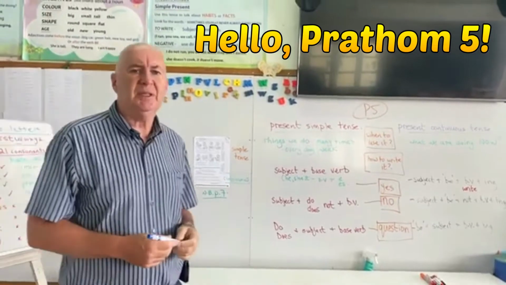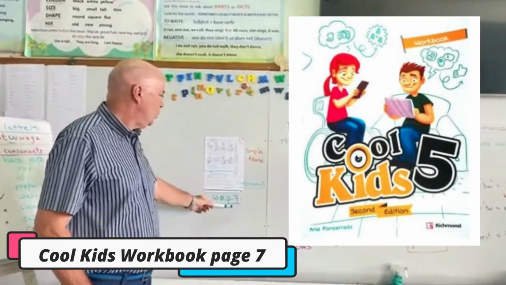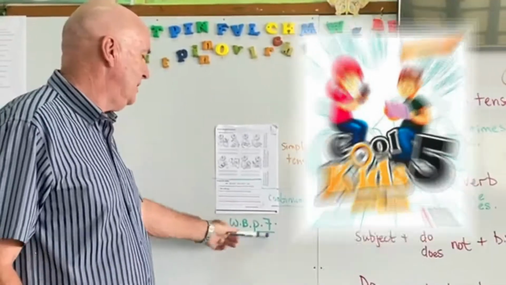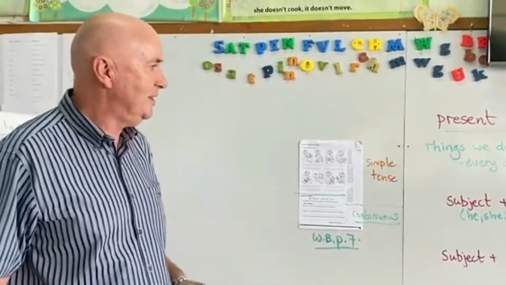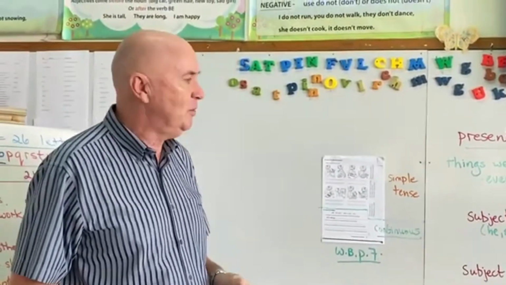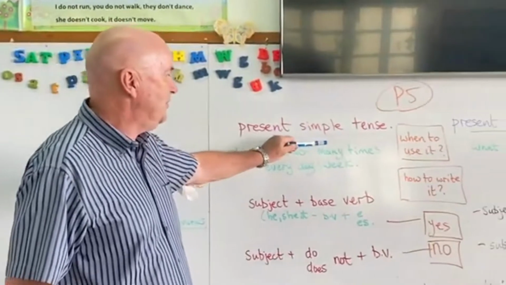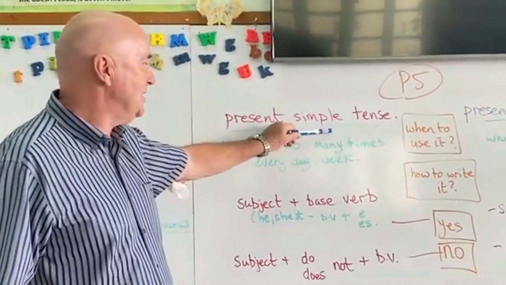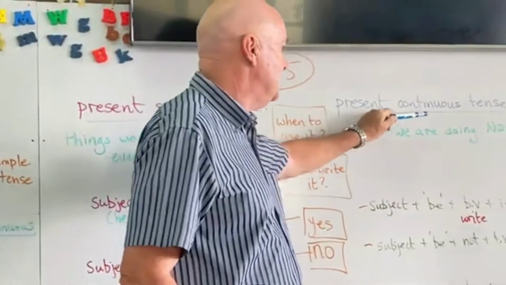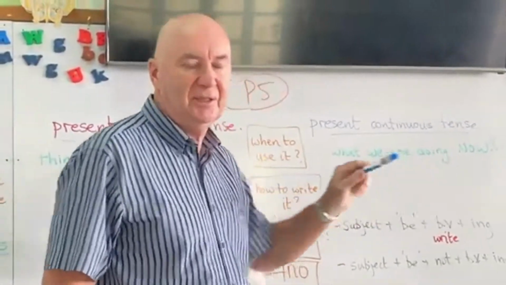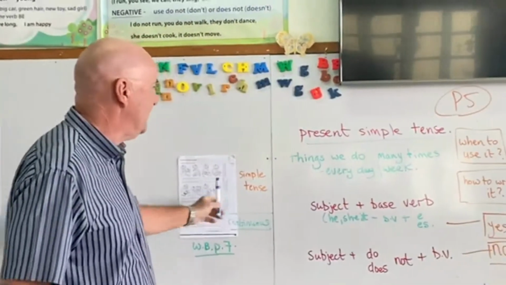Hello, Pattern 5. Right, today we're going to look at workbook page 7. To be able to do workbook page 7, we need to do a little bit of work on these two things here. We need to know the difference between the present simple tense and the present continuous tense. So let's have a few minutes looking at that, and then we can come back and answer this.